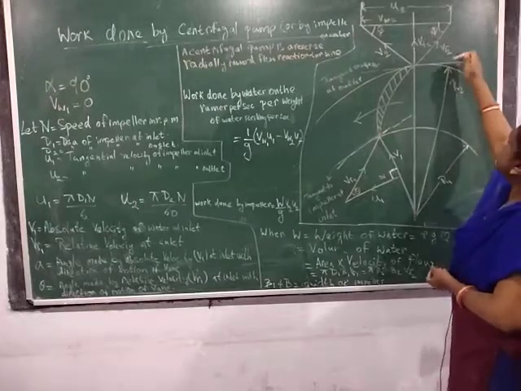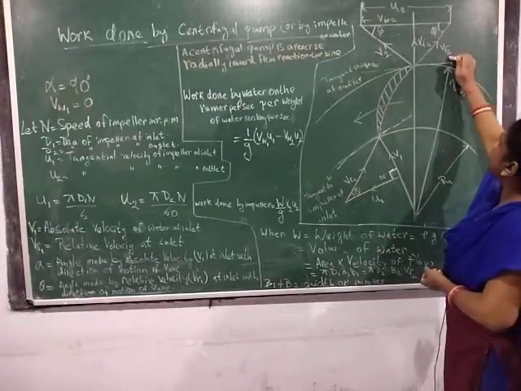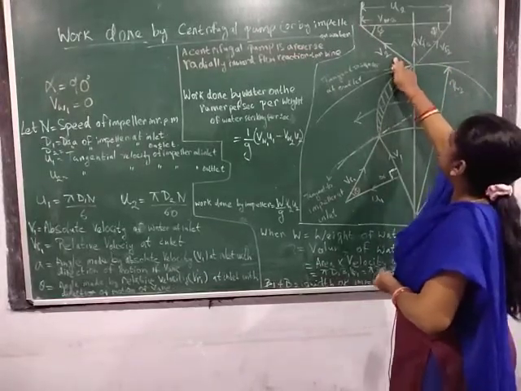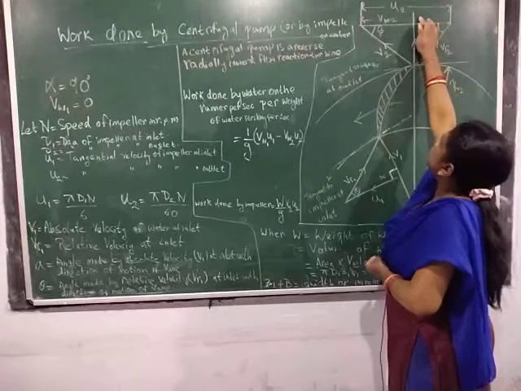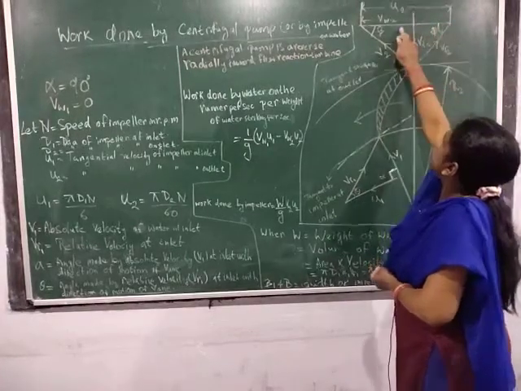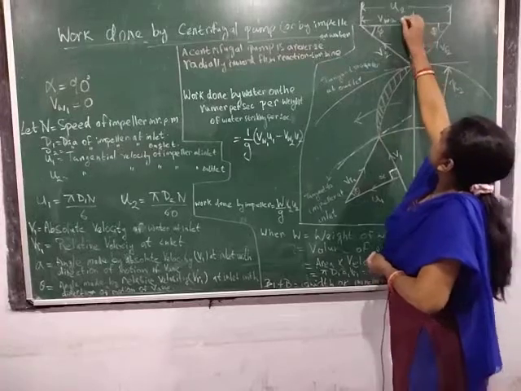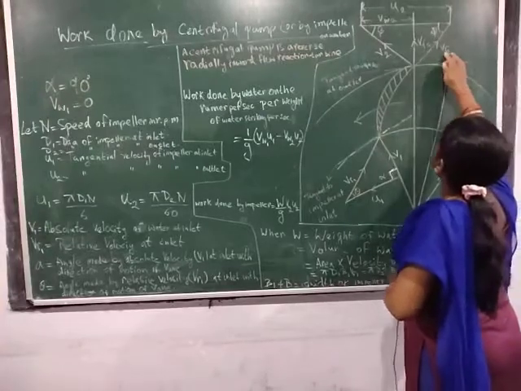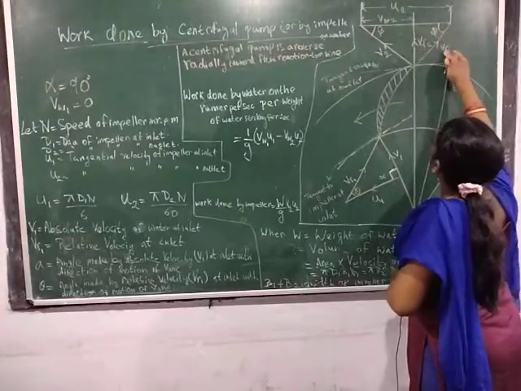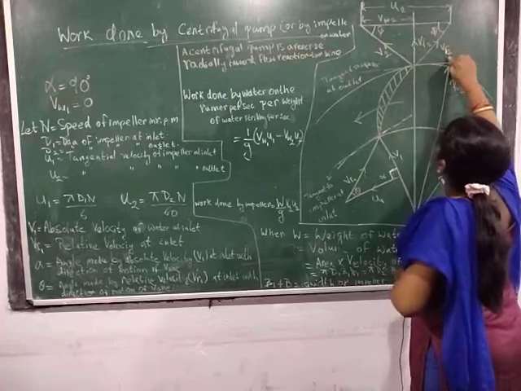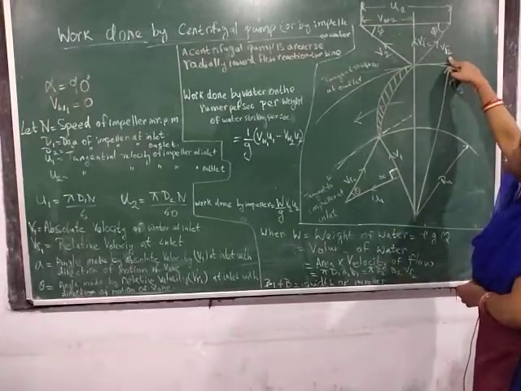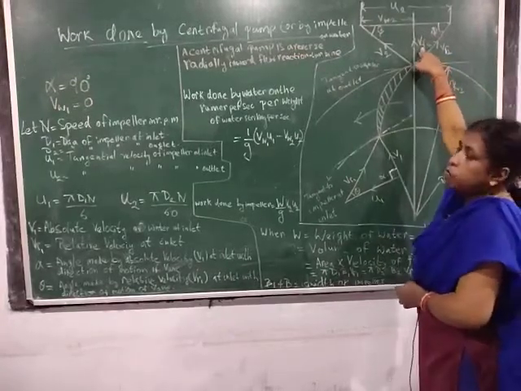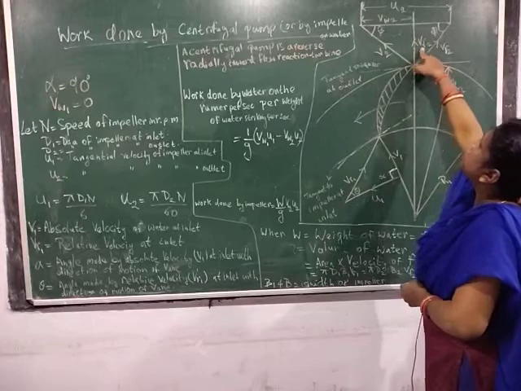Here this one is the velocity of flow at outlet, this one is the absolute velocity at outlet, this one is the tangential velocity at outlet, and this one is the relative velocity. This is Vr2, the relative velocity at outlet, and this one is Vf2, the velocity of flow at outlet.